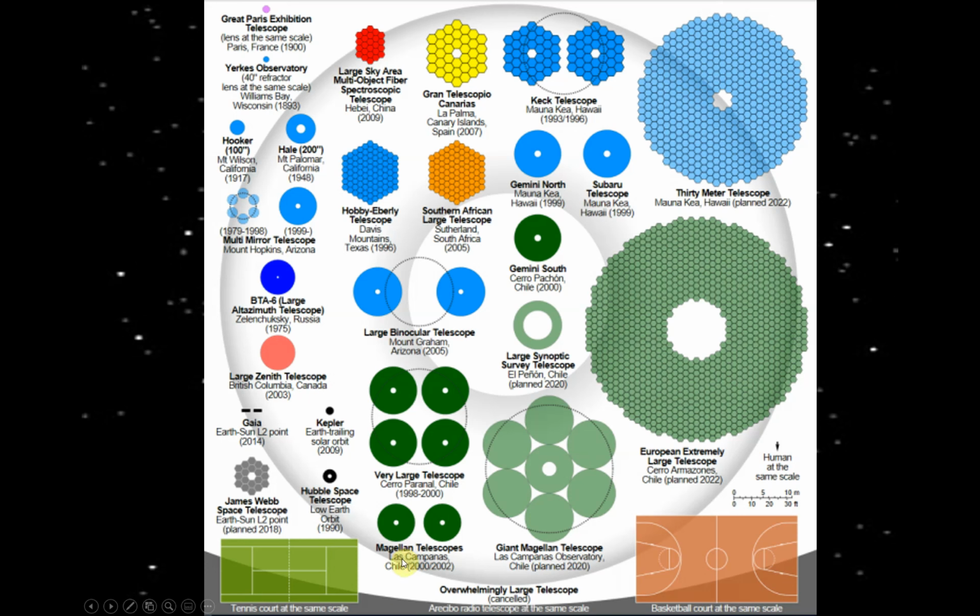Just for reference size, the Arecibo radio telescope is this particular great big circle here. So radio telescopes tend to be relatively low resolution and have to be huge to gain any decent images of the stars or planets.